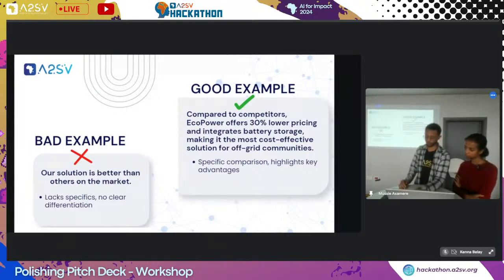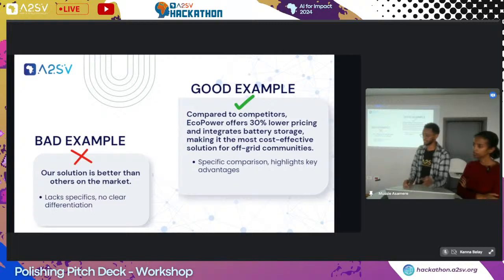And a good example: compared to competitors, EcoPower offers 30% lower pricing and integrates battery storage. These competitors should have been mentioned in the matrix or the table chart. And compared to them, they are 30% lower in pricing. So this is one unique selling point. Another selling point is that it integrates battery storage, making it the most cost-effective solution for off-grid communities.